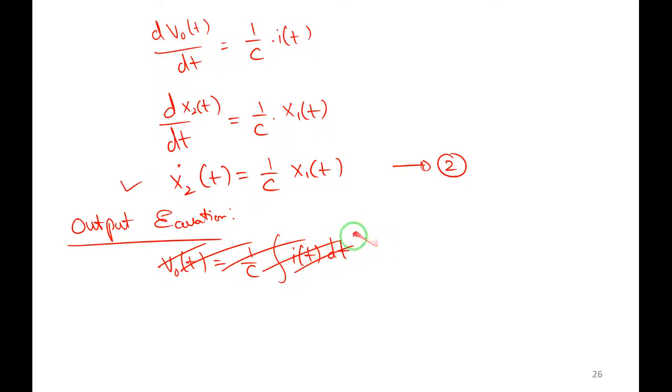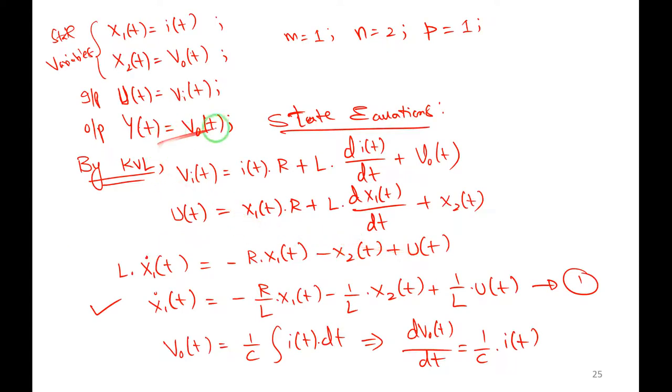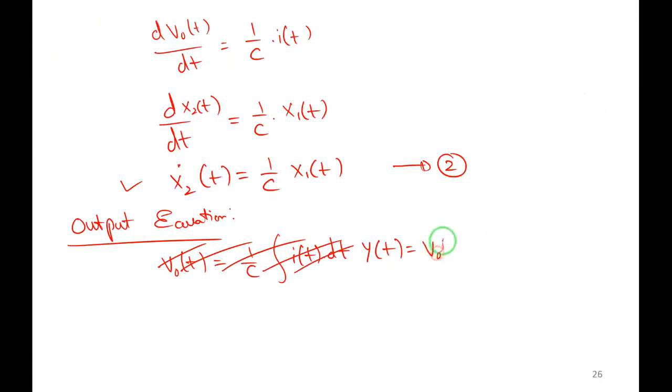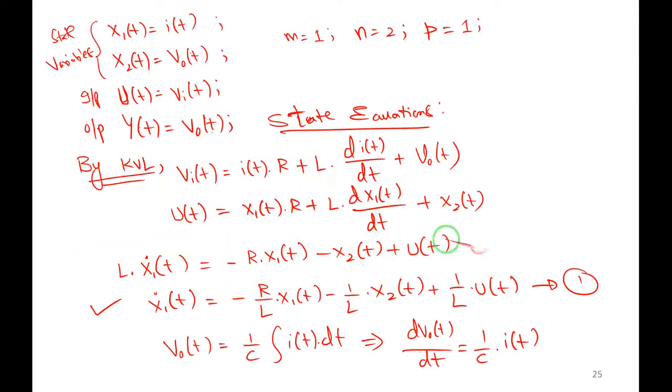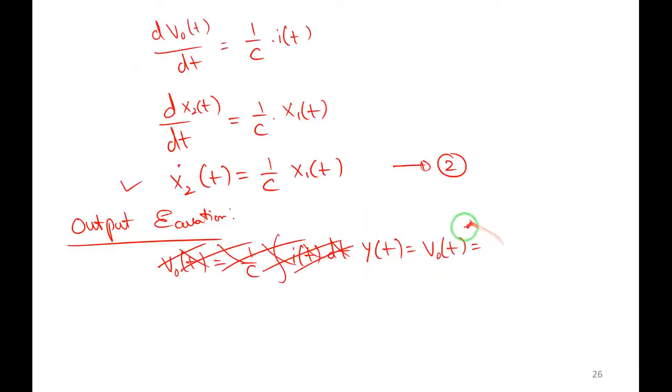Is it fine? So what is y of t? We have already seen it. I have written here: it is v naught of t, the output. So what is this v naught of t? It is x2 of t. It is nothing but the state x2 of t. Yes, this itself is the output equation.